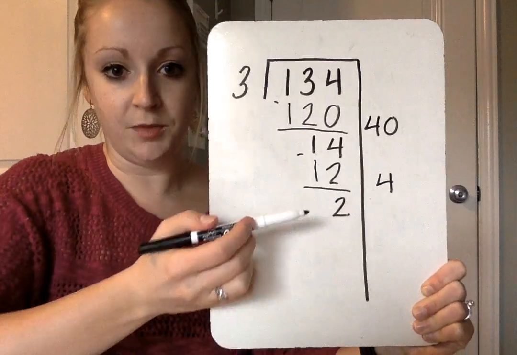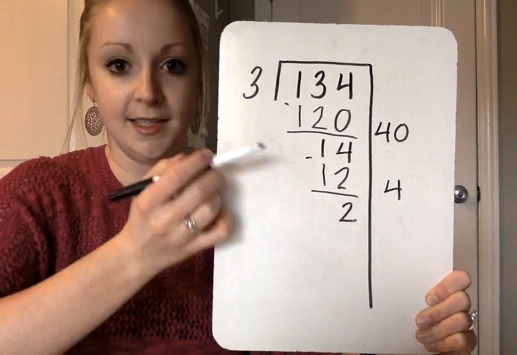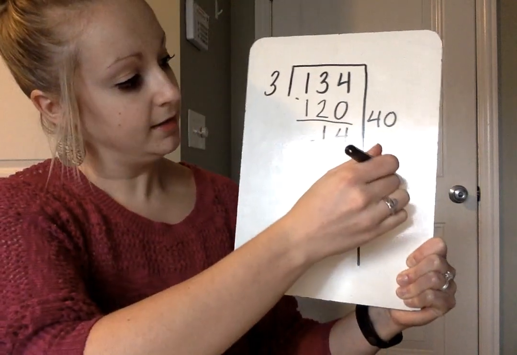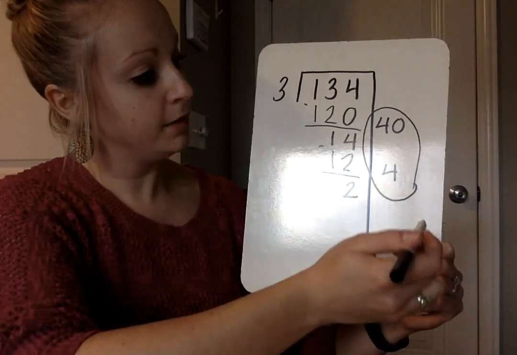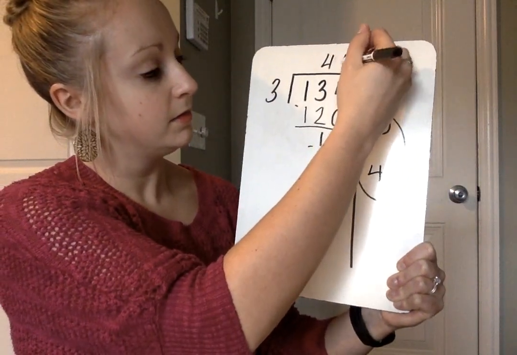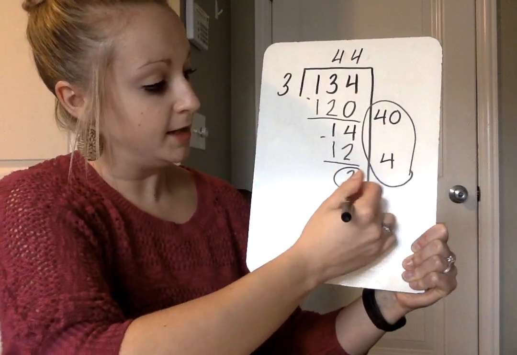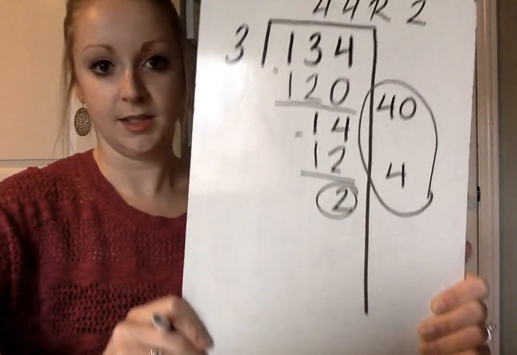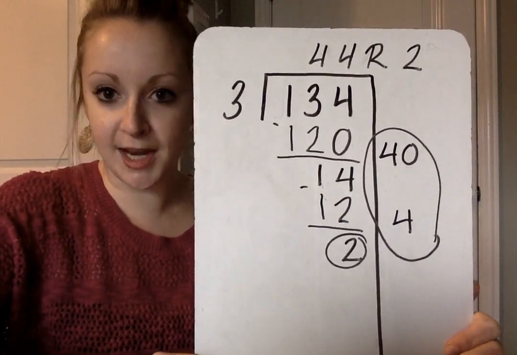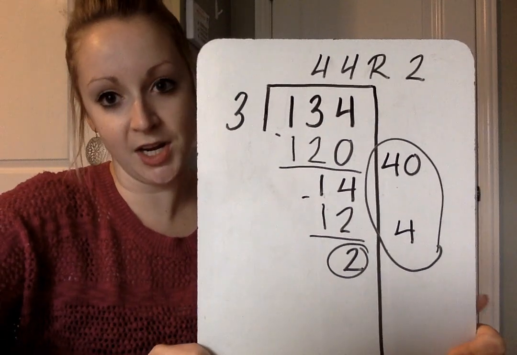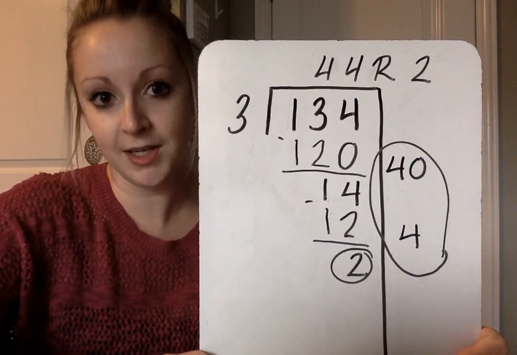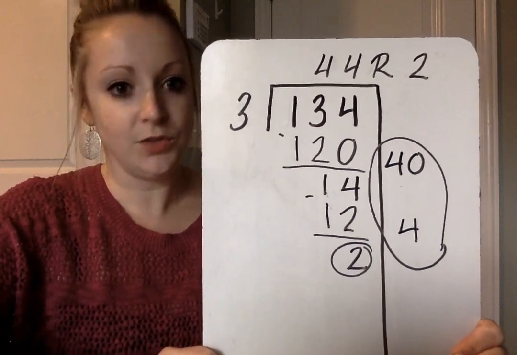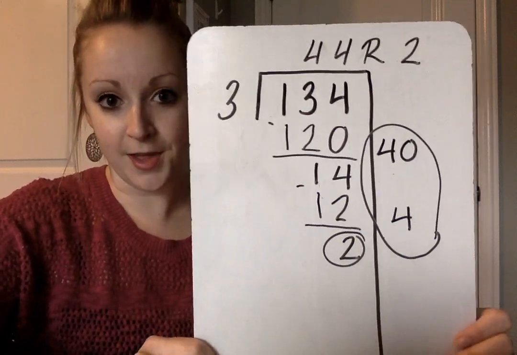Again, I always say when you've reached a number that's less than what you're dividing by, then you can stop. And then here are my groups of 3 I made, and there's my remainder. So that is the Magic 7. We'll be working on this strategy a lot throughout the rest of the year. It's a strategy I know they use in 5th grade as well, so it's super helpful for them.